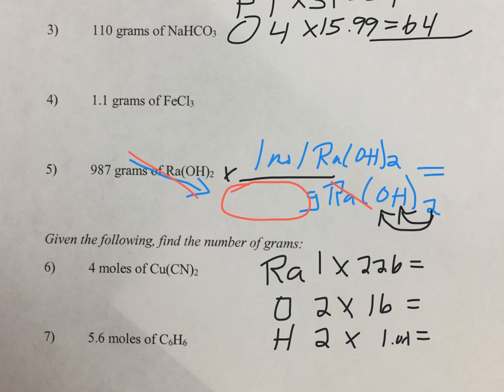Okay. So 1 times 226? 226. 2 times 16? 32. Very good. 2 times 1? 2.002. Okay. So now you're going to add all of these up. This is going to give you your GFM.